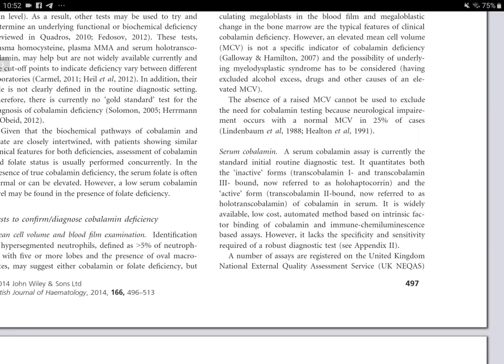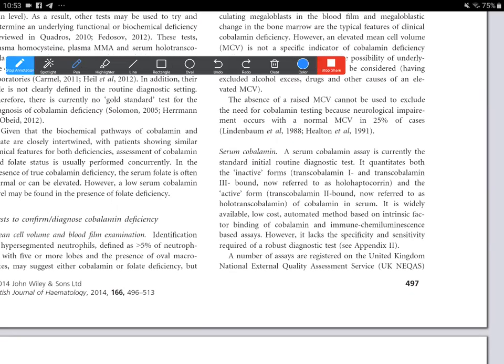So 1, 2, and 3. 1 is the free form, 3 is the bound form, and 2 is also a bound form, but it is known as holotranscobalamin. So 2 and 3 are both bound forms, and 3 is the holohaptocorrin, and 2 is the holotranscobalamin. Both of them have the prefix holo, but 3 is the haptocorrin, and 2 is known as the transcobalamin.